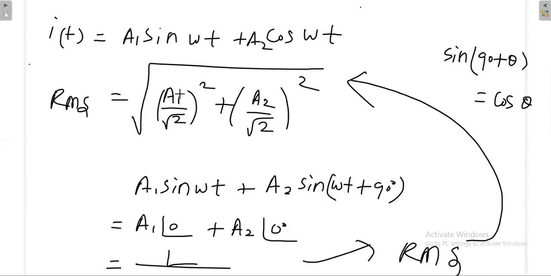Okay, then you can use this one or this one, no problem. Or otherwise, one more way is there to prove this. You take i(t) = a1 sin ωt + a2 cos ωt. Anyway, you apply the common formula. Okay, what is the RMS value formula?